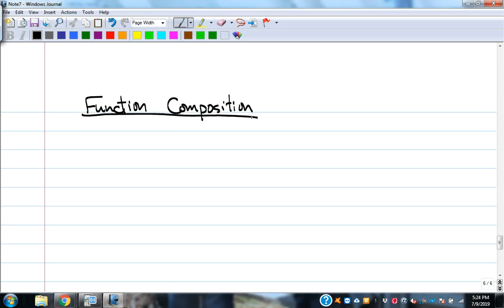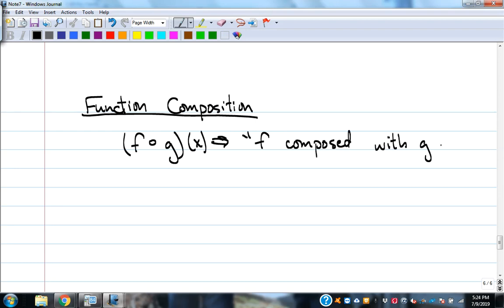Function composition has a unique way of writing the notation. F, and then it's a circle, not the letter O, then g of x. So it's f composed with g of x. That's how you read that.